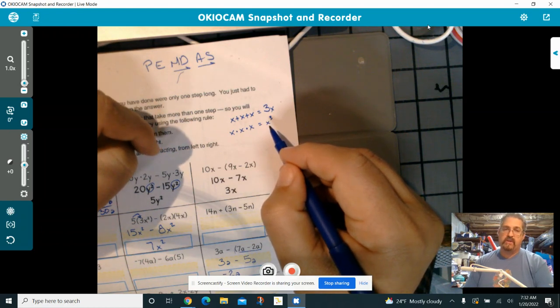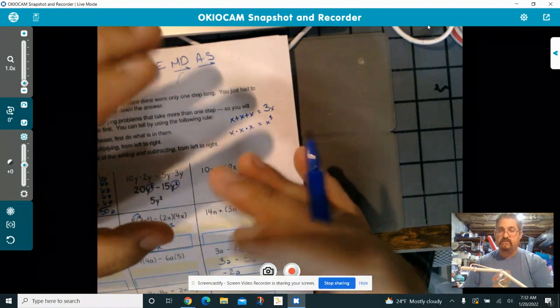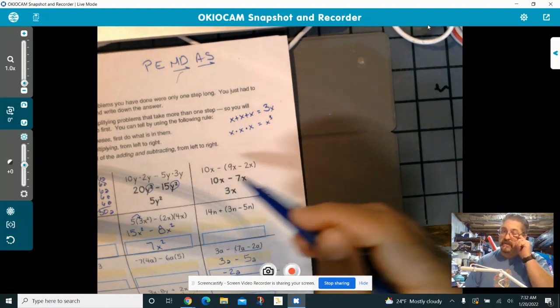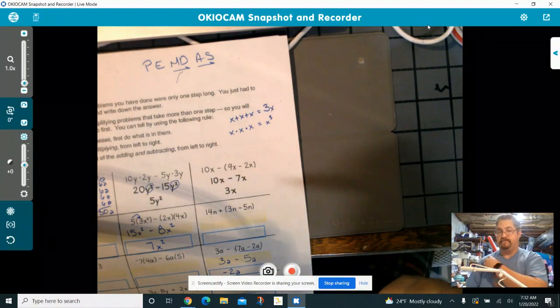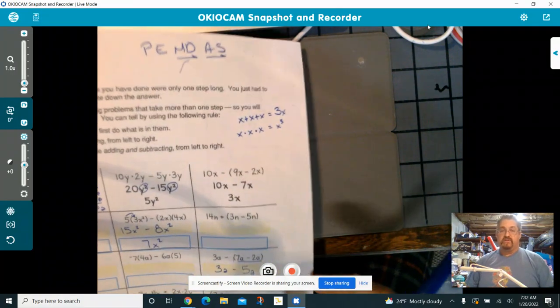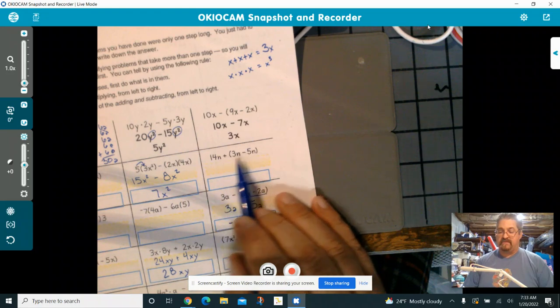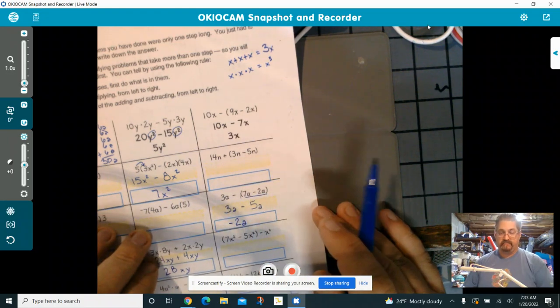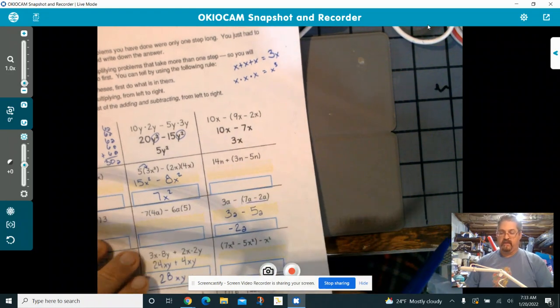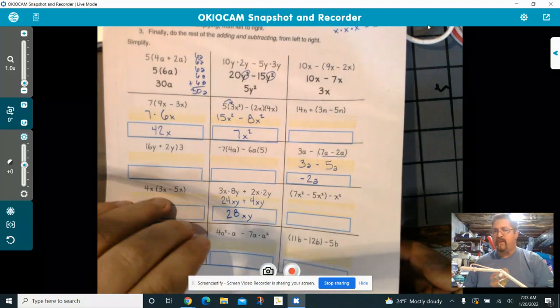I'm trying to think of a better way to explain this. When we get back together on Monday, this is what we'll be hitting hard. Okay, we'll be going over this and why it works like this. Otherwise, you just have to remember only add or subtract the ones that have the same letter behind it. So I'm going to do 5 of these with you. I did a bonus one.